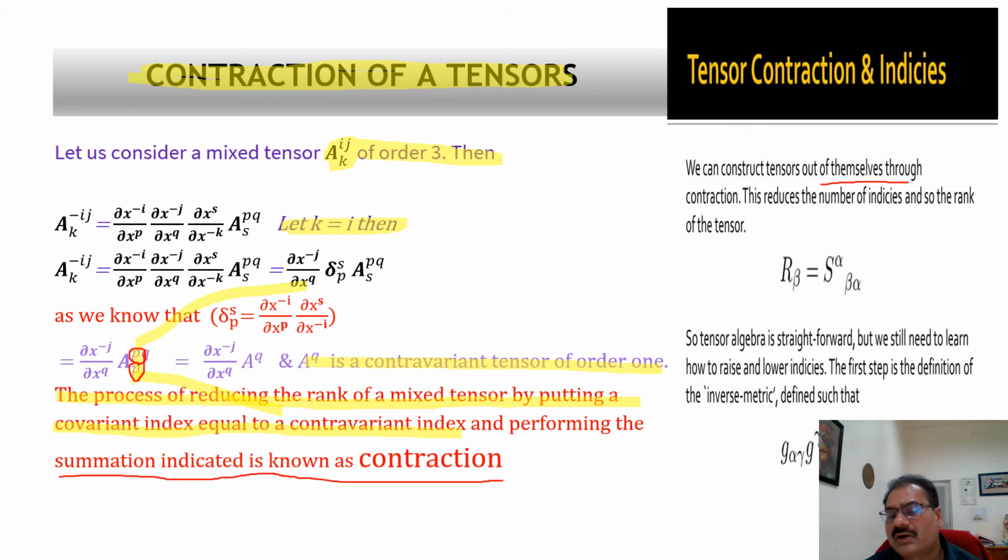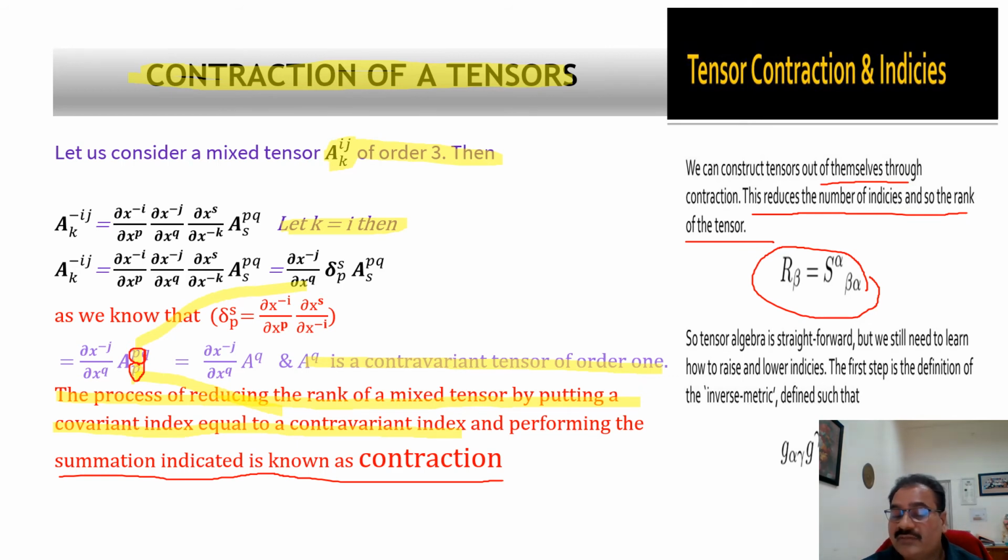We can construct tensors out of themselves through contraction. How can we construct them? This reduces the number of indices and so the rank of the tensor. Like this, R^B is equal to, you may write like this, S^α_B^α. So this is the new quantity, the contracted quantity. Sometimes in tensors, whenever it is required in calculation, we do this.